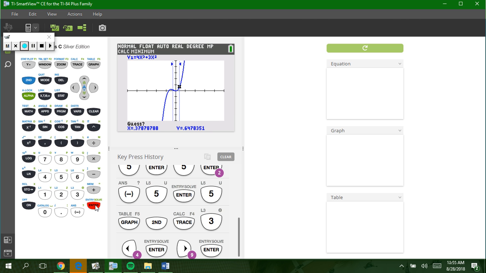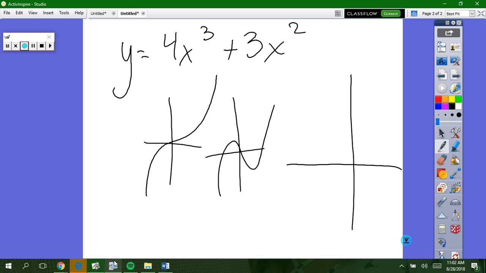Is everybody there? So I'm going to come over here and graph that. I know that this point is at 0, 0, and I'm increasing the rest of the way there. You guys agree with me?